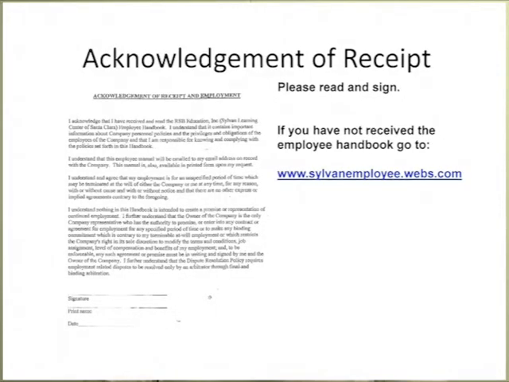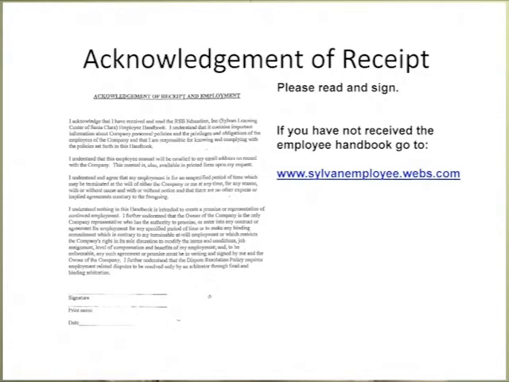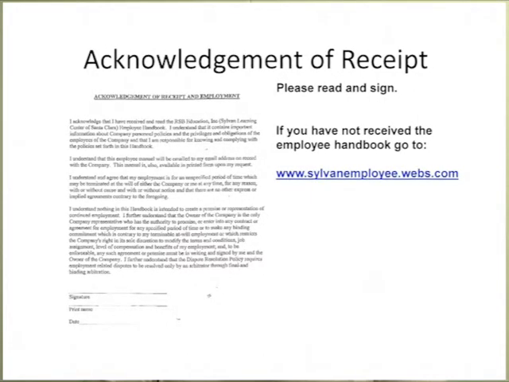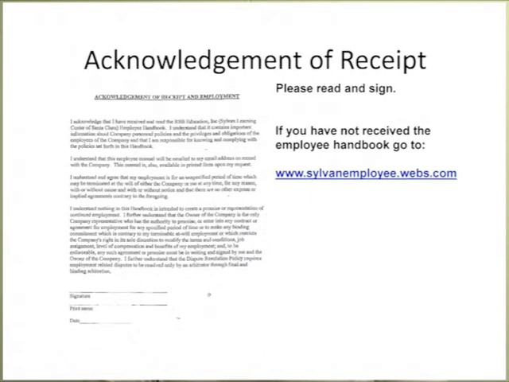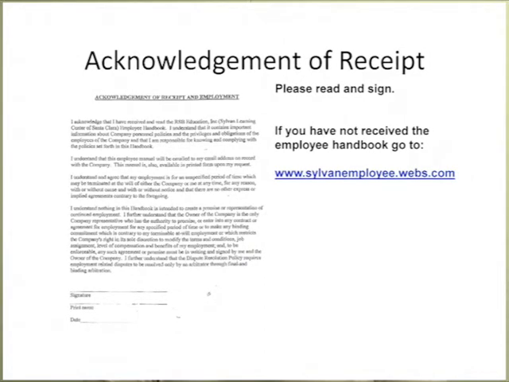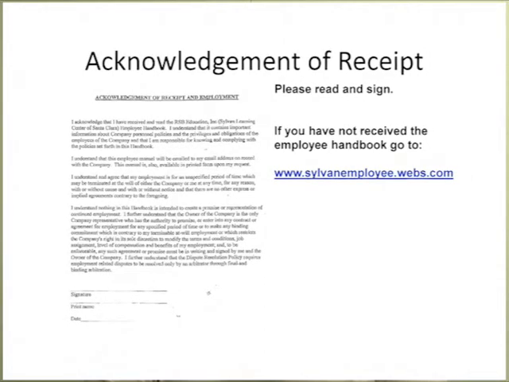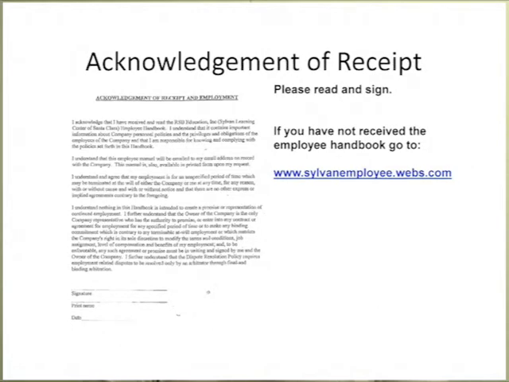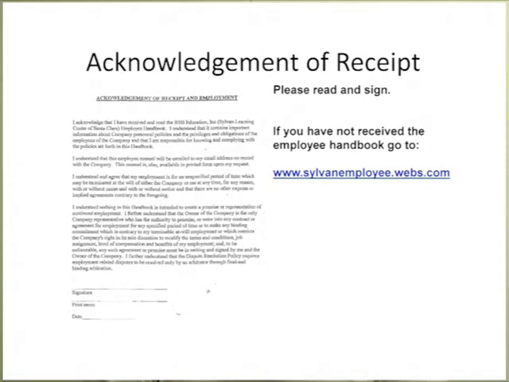Finally, your acknowledgement of the receipt of the employee handbook must be signed. In the employee handbook, which was given to you in PDF format, you will find more information about the company and the company's policies. Any questions about filling out any of these forms, please don't hesitate to call our office.